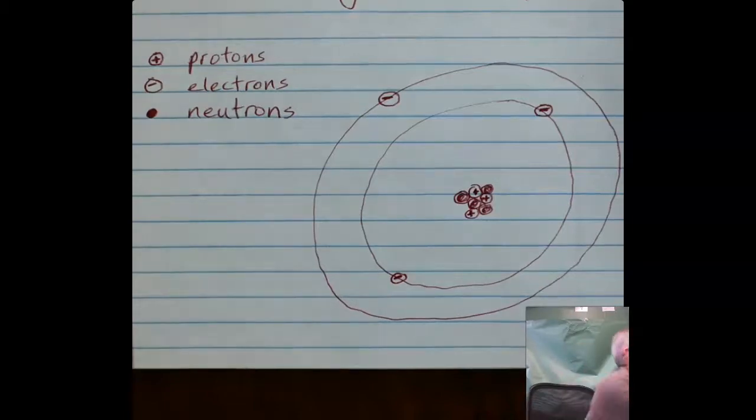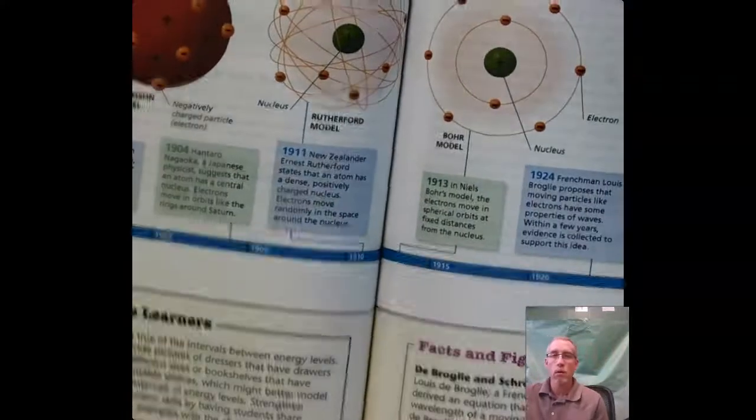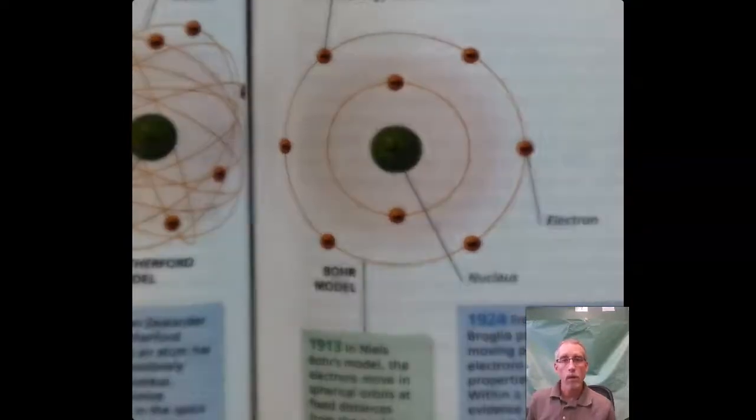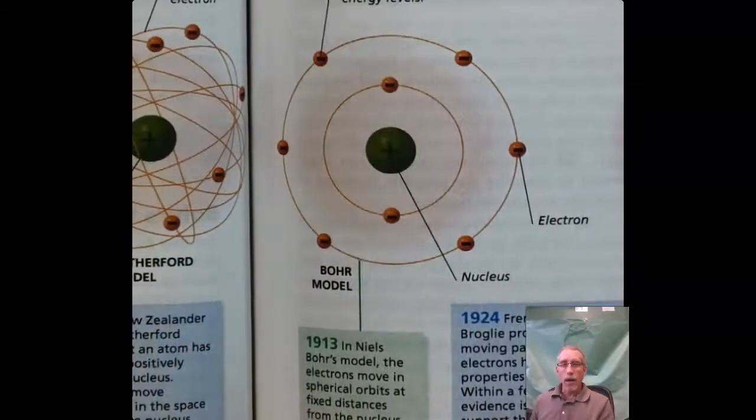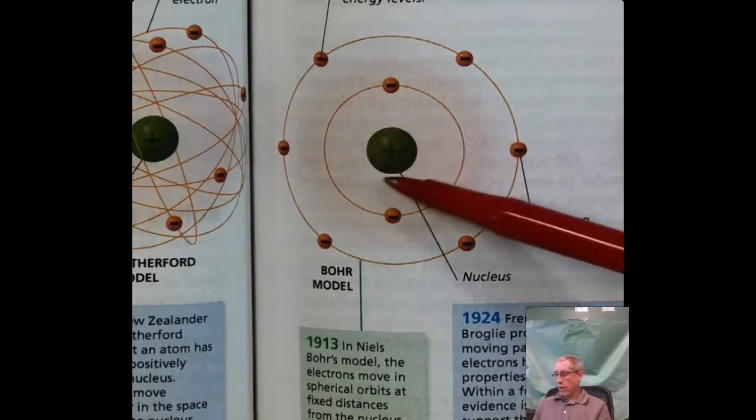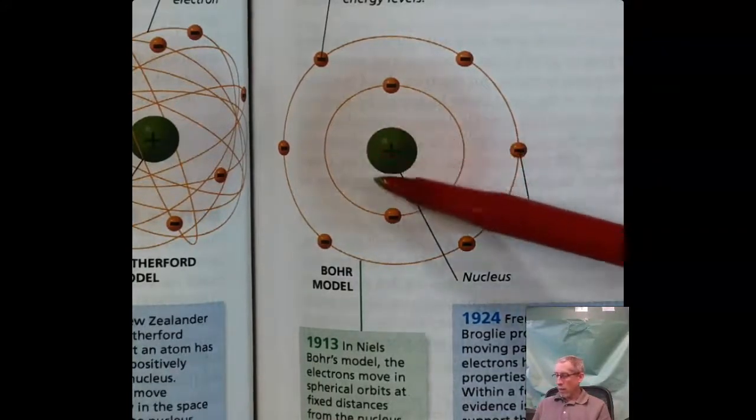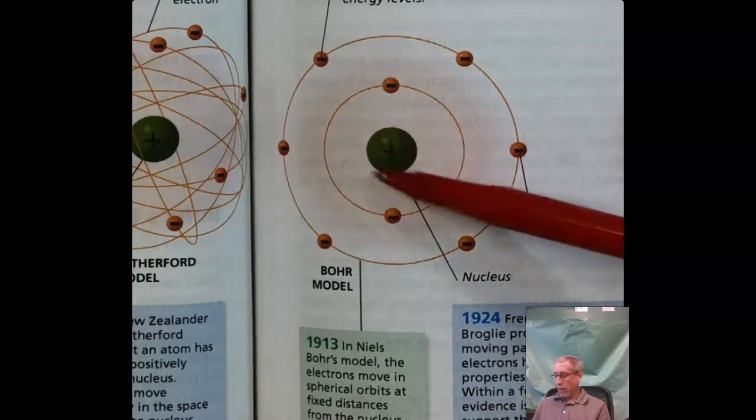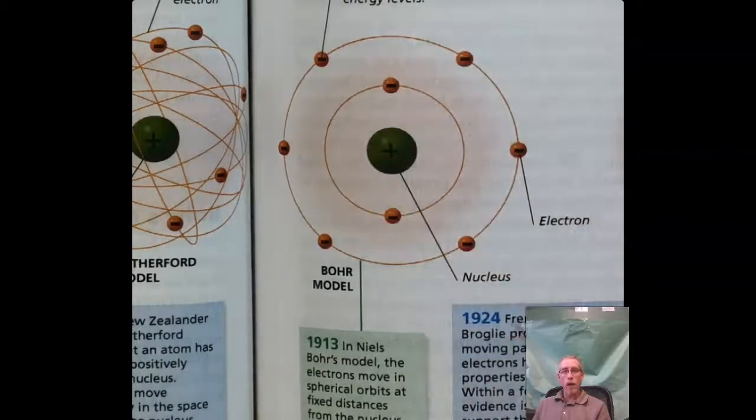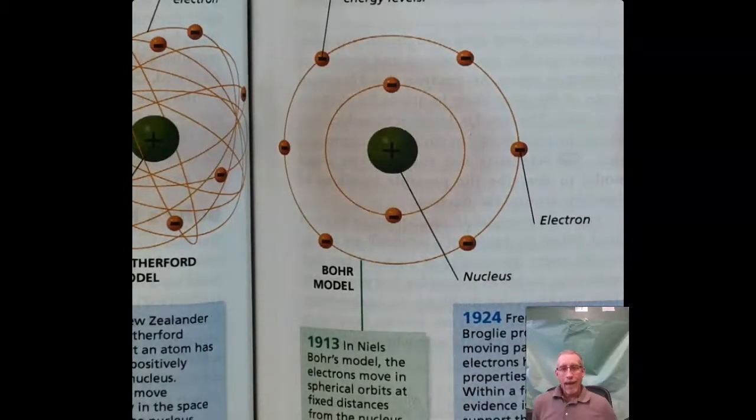Let me show you what our textbook has for a model. Zoom in here a little bit. They do not have on their diagram the protons and the neutrons separated, okay? But this positive charge is the nucleus, and it does contain both of those. And then here they've got a total of 8 electrons shown on this one. 2 on the first energy level and 6 on the other.